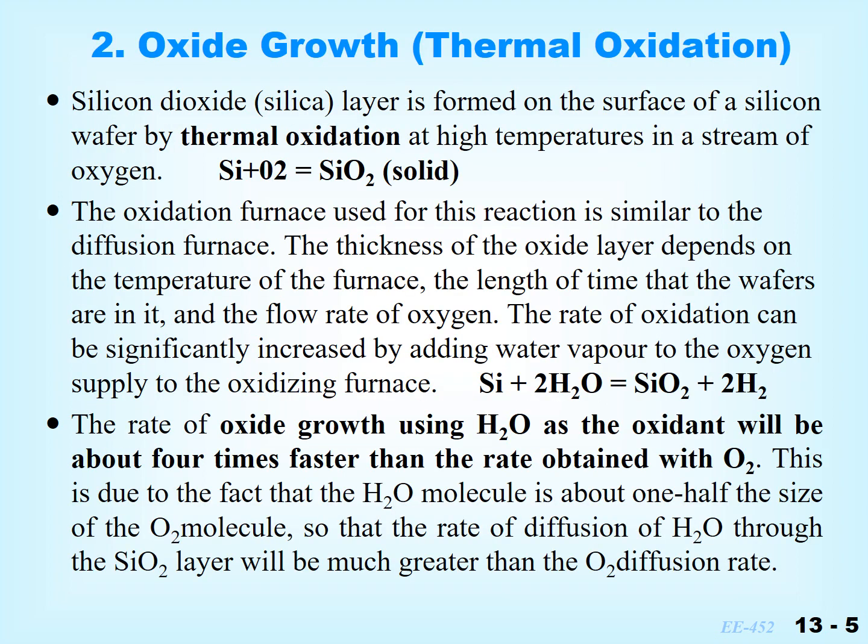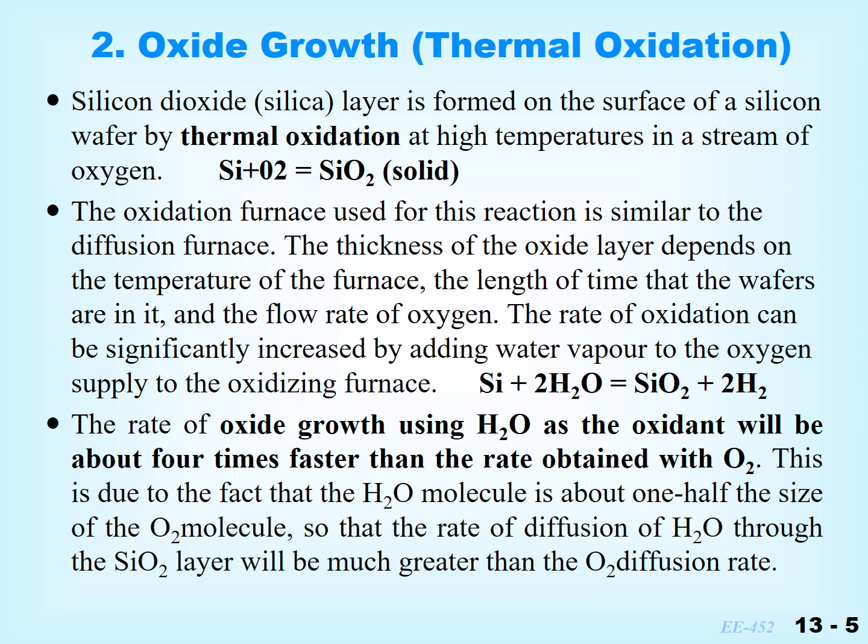So what is the process? The process is known as thermal oxidation. It is an oxide growth process. Silicon dioxide is also known as silica, and the simple formula is that when silicon is exposed to oxygen, a solid layer of silicon dioxide is formed.